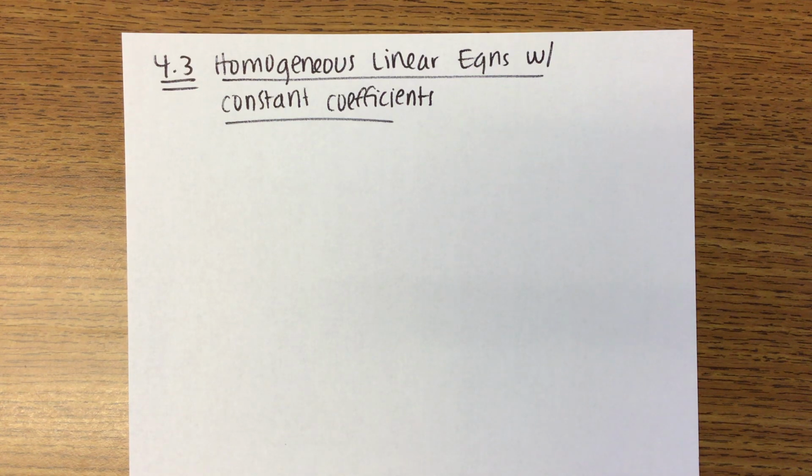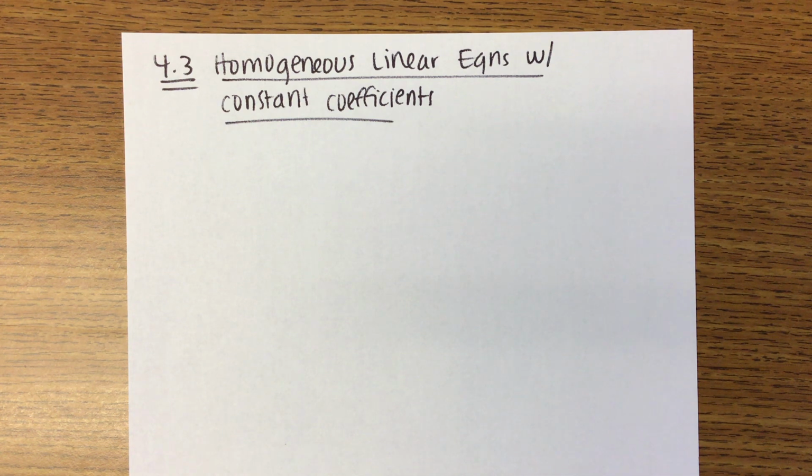Okay, so we've started out this chapter looking at homogeneous and non-homogeneous linear equations. We've talked mostly about theory. The last section, on reduction of order, we talked about if you have one solution, how do you develop or find a second linearly independent solution.